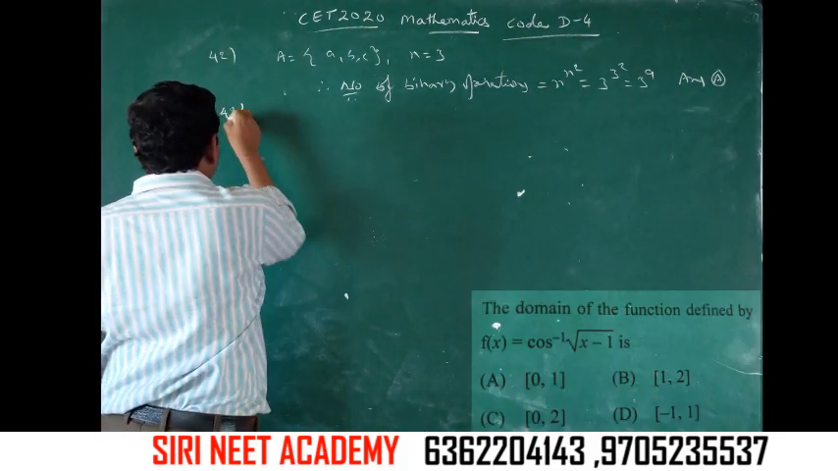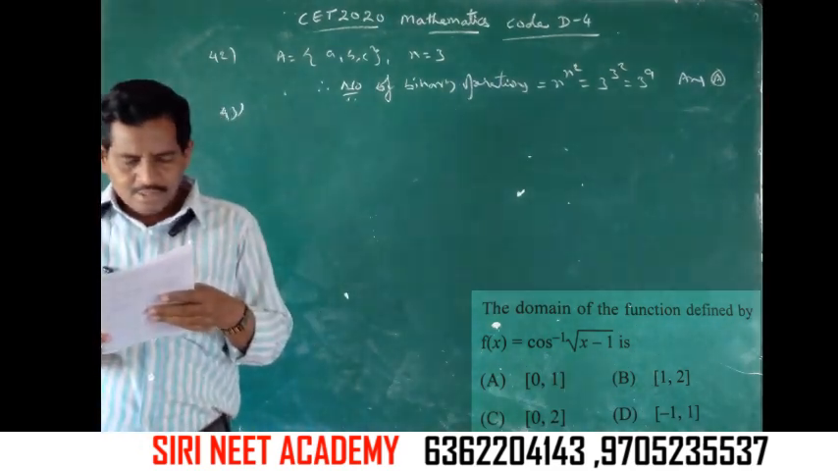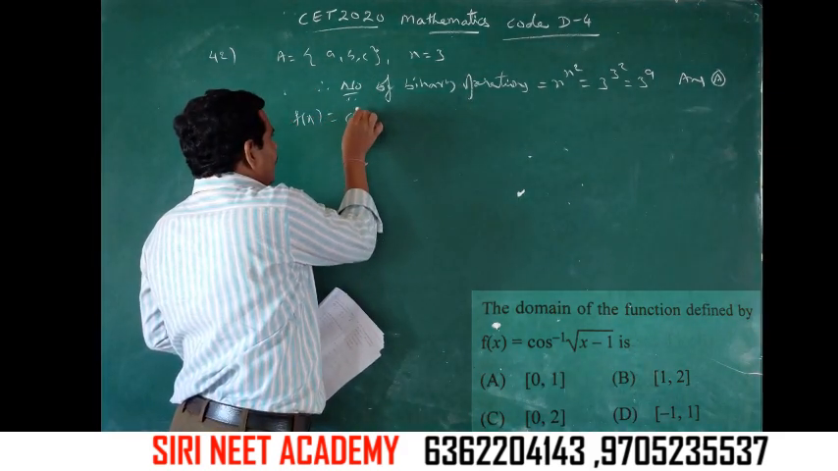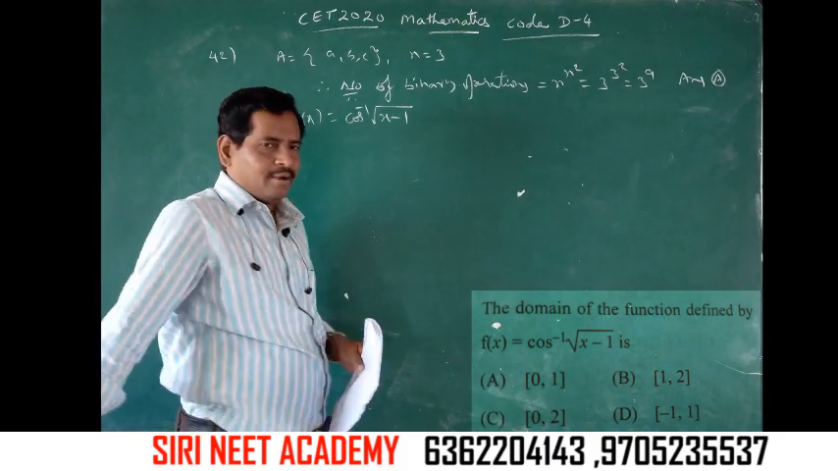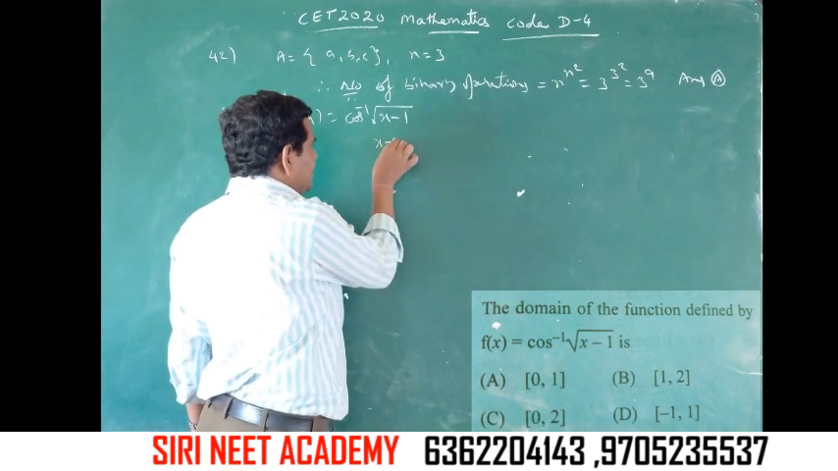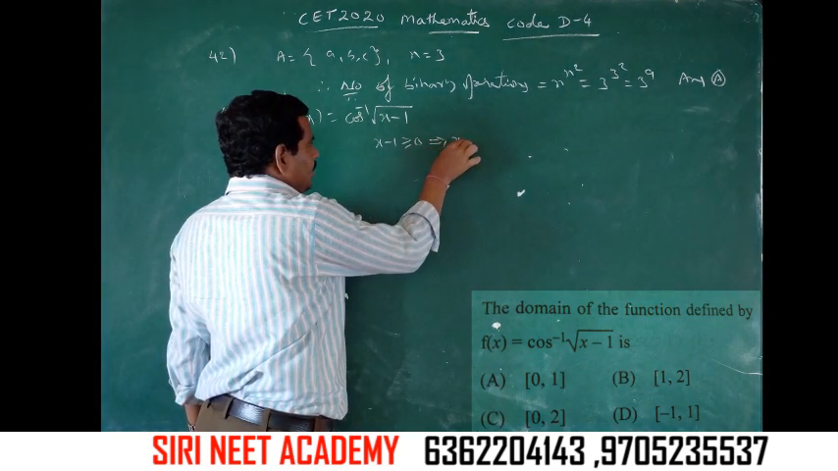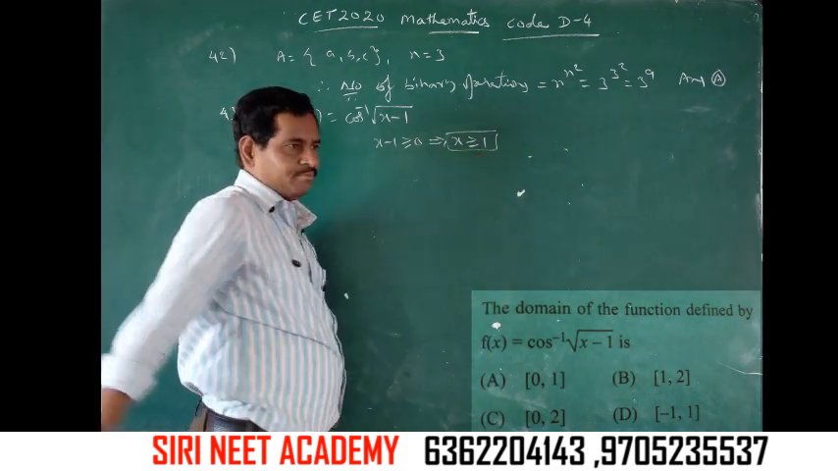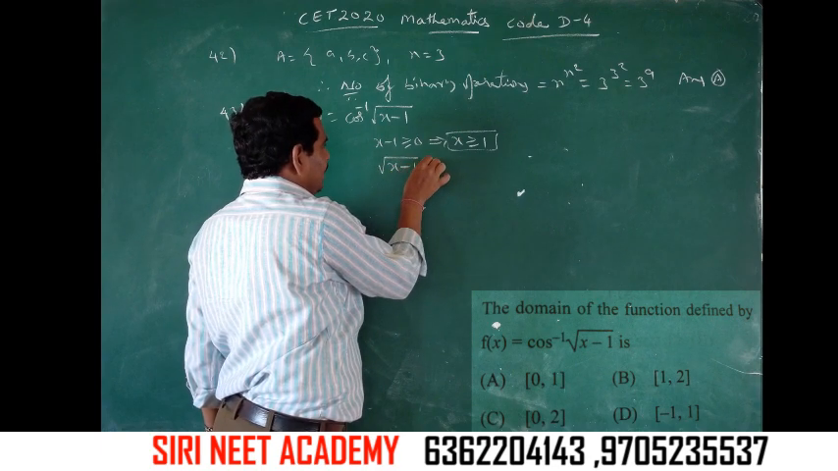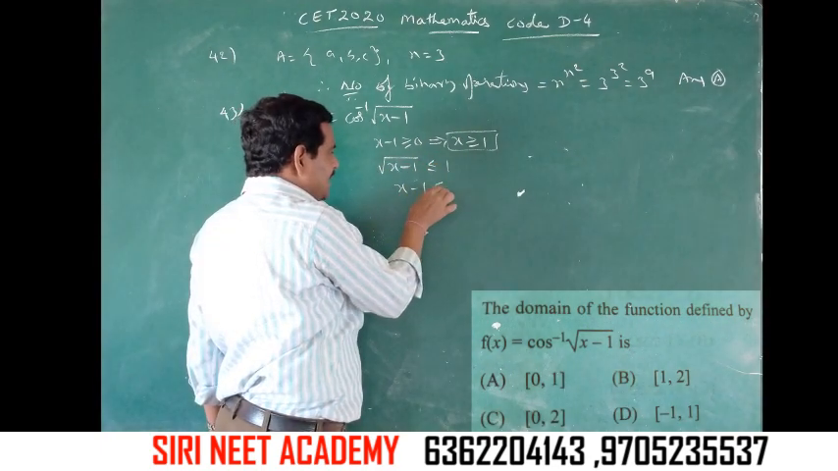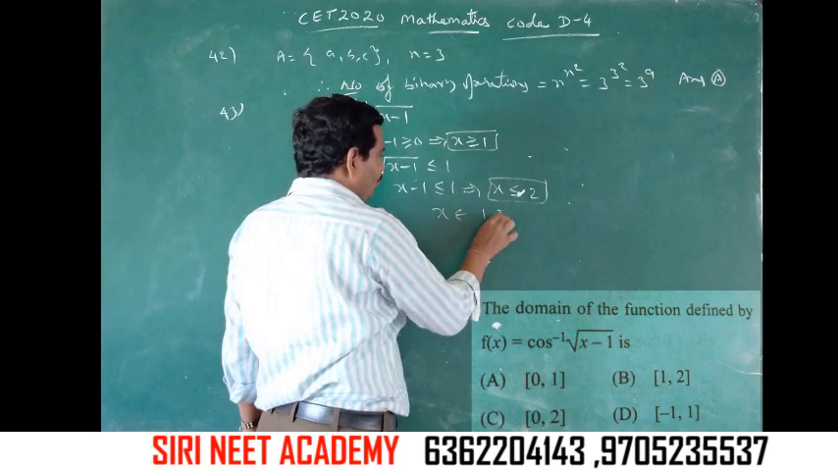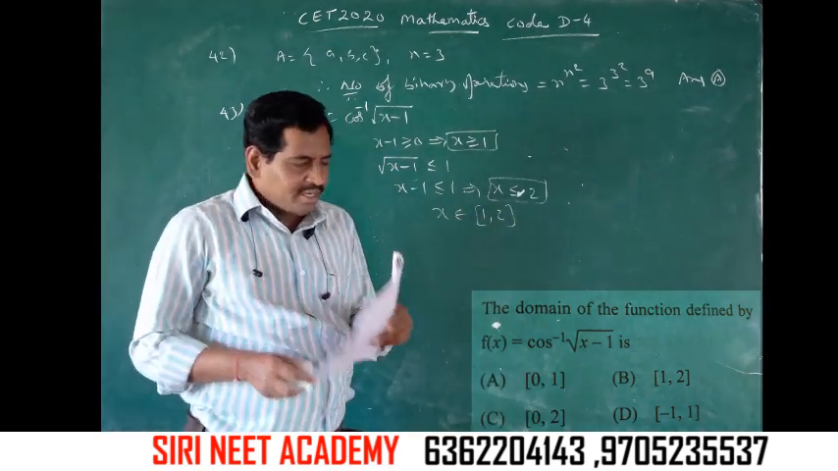Question number 43. The domain of the function f of x is equal to cos inverse of under root x minus 1. We need the domain. Basically, the domain of a square root function is positive or 0, so x must be greater than or equal to 1. First condition. And inside cos inverse, x minus 1 must be less than or equal to 1, so x is less than or equal to 2. Finally, x belongs to the closed interval 1 to 2, which is given in option B.